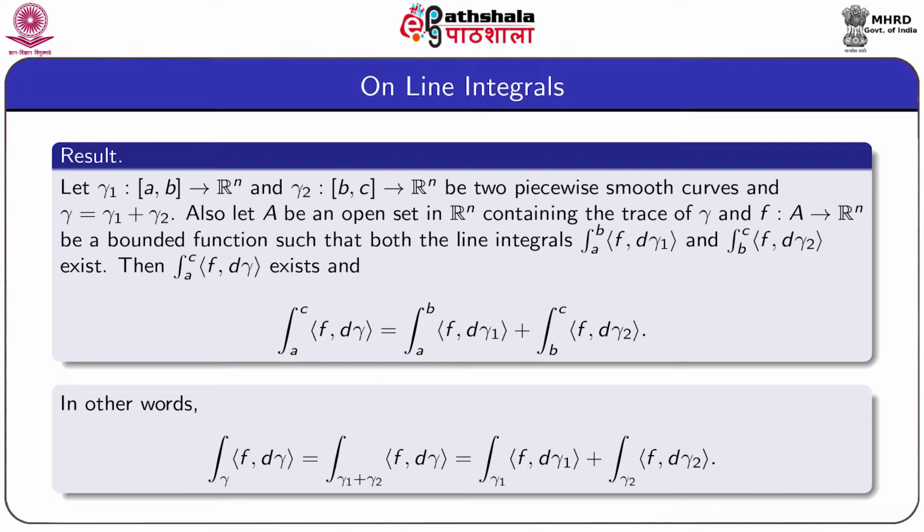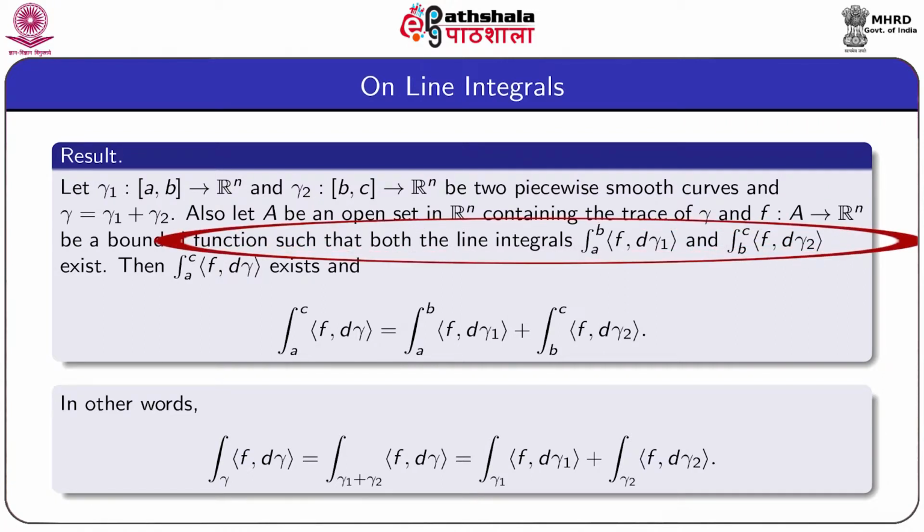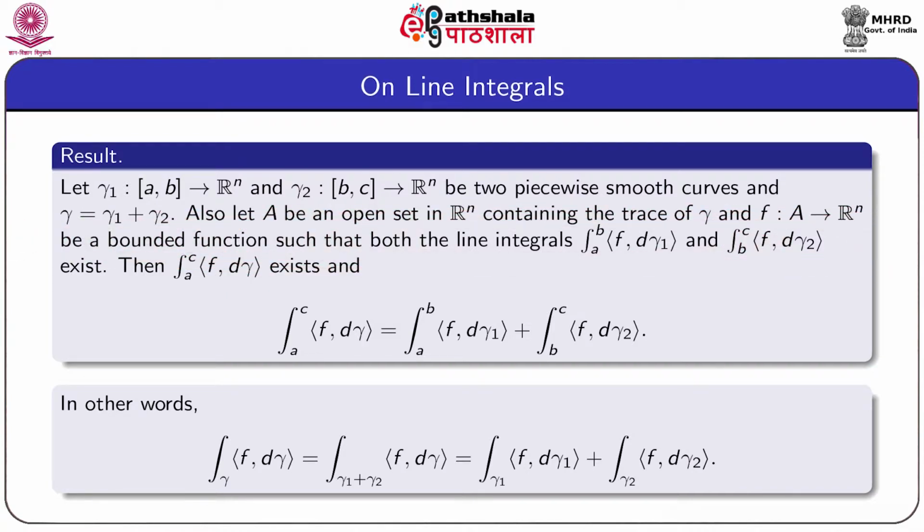Now a result. Let γ1 from [a, b] to Rn and γ2 from [b, c] to Rn be two piecewise smooth curves, and gamma is the join of γ1 and γ2. Let A be an open set in Rn containing the trace of gamma, and f from A to Rn be a bounded function such that both the line integrals ∫ from a to b f dγ1 and ∫ from b to c f dγ2 exist. We claim that ∫ from a to c f dγ exists, and the value of this line integral equals the sum of the line integrals ∫ from a to b f dγ1 and ∫ from b to c f dγ2.